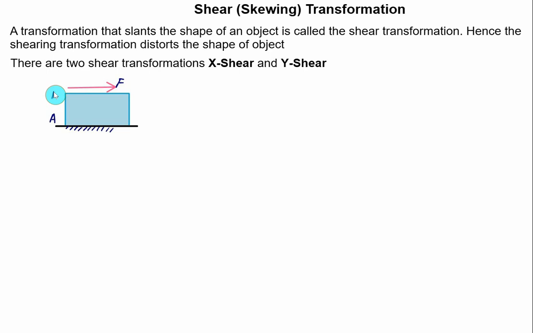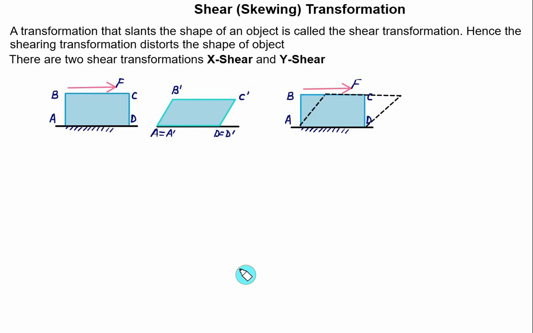So we have ABCD. We will visualize it in the front view. After we apply the force, we will get a deformed shape here. A will not change the position, even the D will not change the position. Position of B will change to B prime. Here A and A prime are one and the same, D and D prime are one and the same. Position of C will change to C prime. So if I overlap both the figures, then you get the idea about the shear.